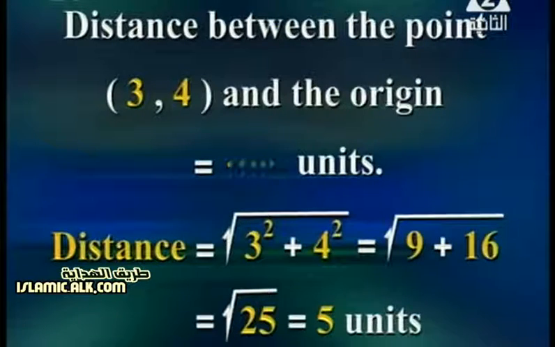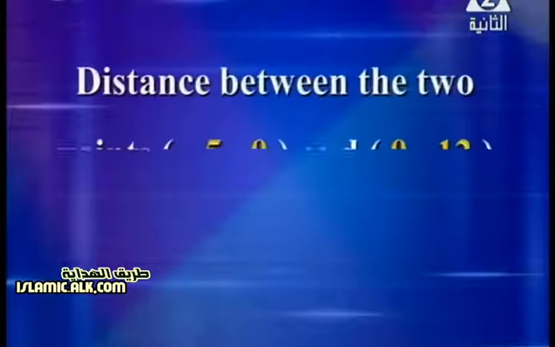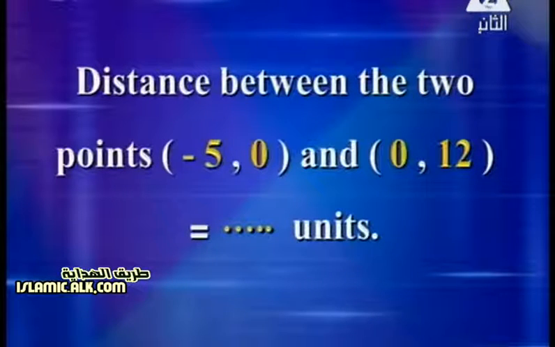Another example, distance between the 2 points (-5, 0) and (0, 12) equals how many units? To find the distance between these 2 points, try to write x1, y1 for the first point and x2, y2 for the second point. And then try to find the distance by using the rule.